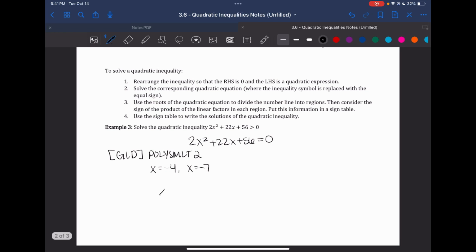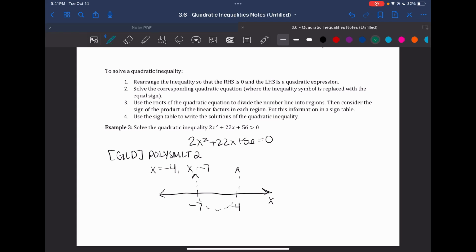Then you go ahead and write down your sign diagram. -7, -4, make sure it's in the correct order. Since our A value is 2, it's concave up. So again, I'm just going to imagine that parabola so I can write my sign diagram. Then I go ahead and put in the appropriate sign, so plus on the outsides and minus on the insides.